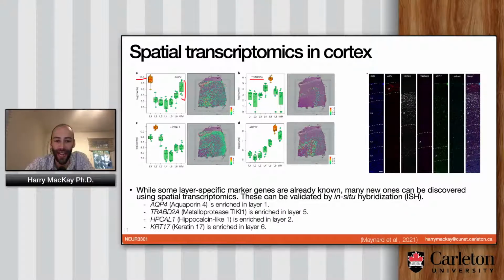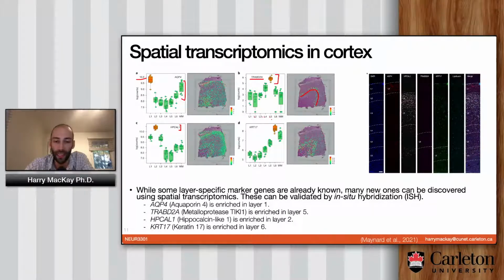TRABD2A, which is a metalloprotease, whatever that means, is enriched in layer 5. You can see it's following that same kind of pattern as PCP4. So you can see the expression of it is enriched in layer 5 compared to the other layers. That's what this box plot is showing, by the way, just the expression of these genes in the different anatomical layers. HPCAL1 is enriched in layer 2, and so on. And so this is how they determined it using the spatial transcriptomics approach.